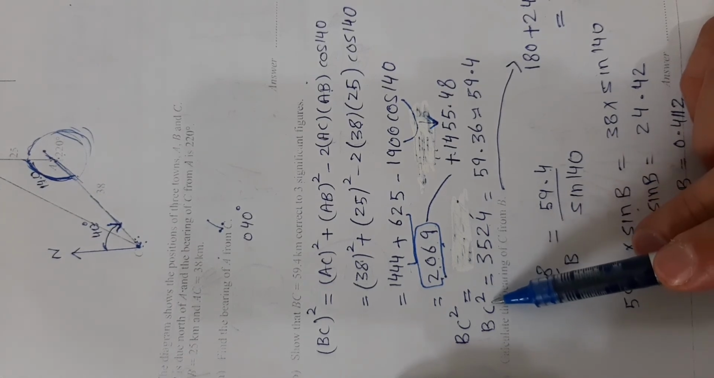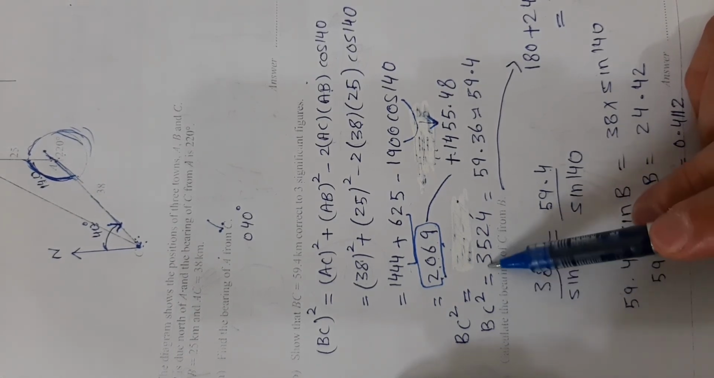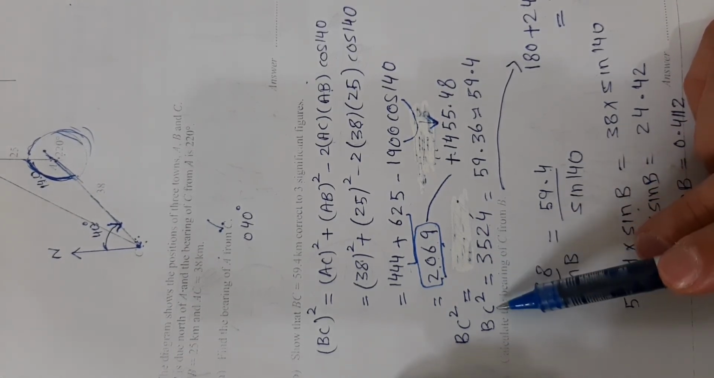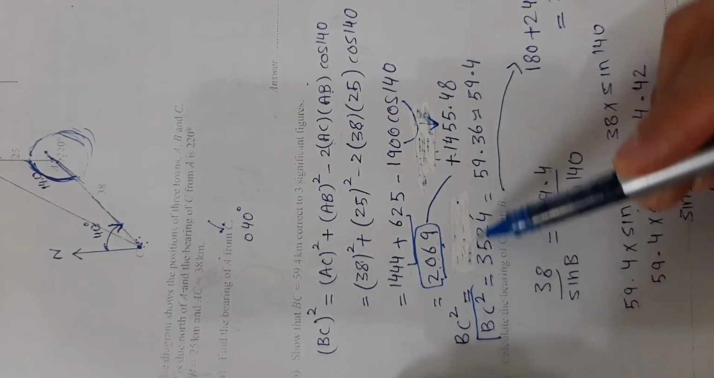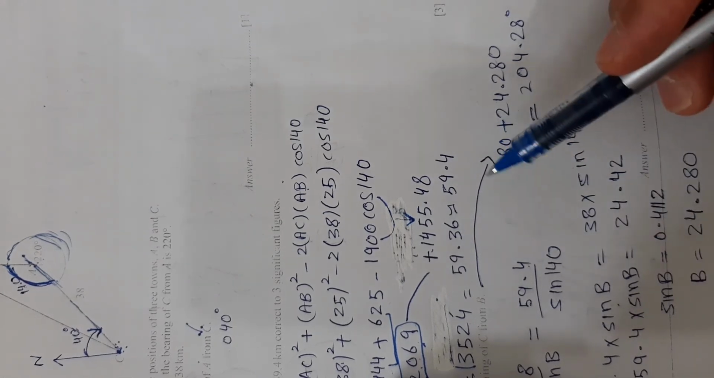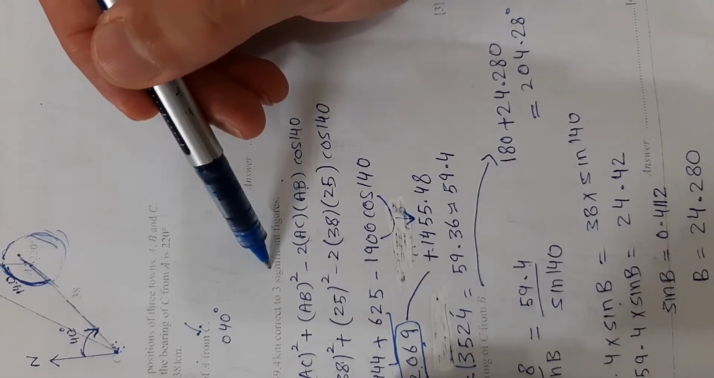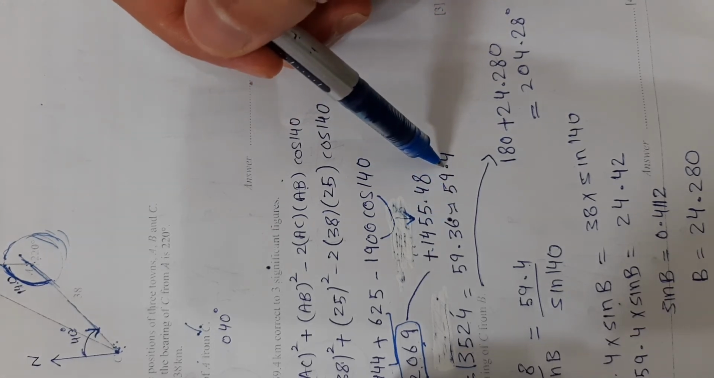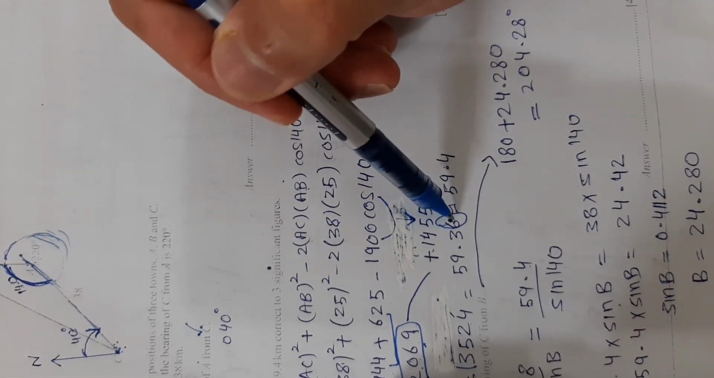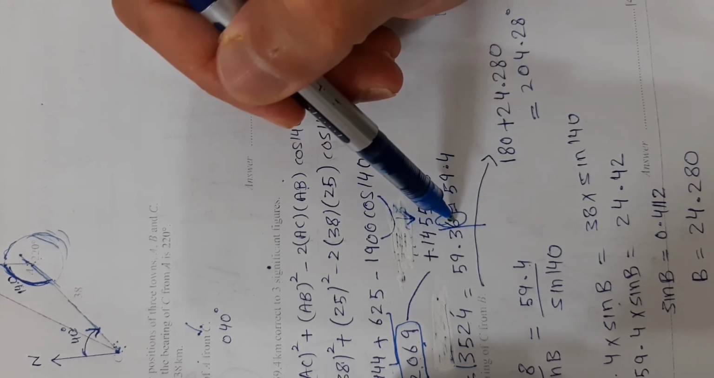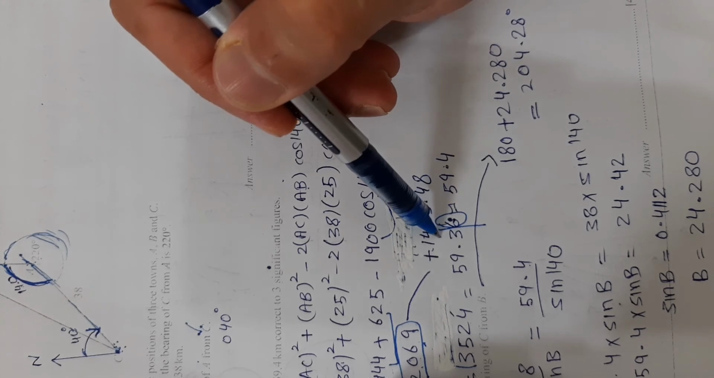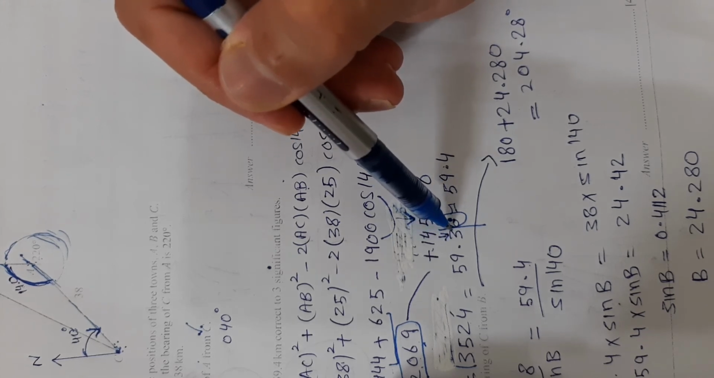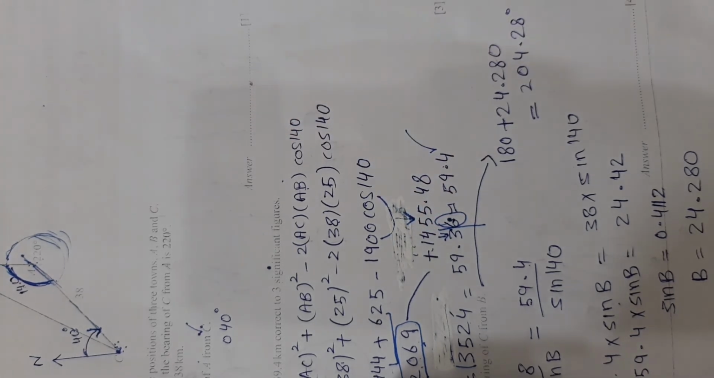So we have to find BC, so take the square root on both sides. The answer for BC will be 59.36, which is 4 significant figures. We have to reduce it to 3 significant figures, so we have to drop this one. If the number to be dropped is greater than or equal to 5, you have to increase the previous digit by 1. So increase 3 by 1, and the answer is 59.4.